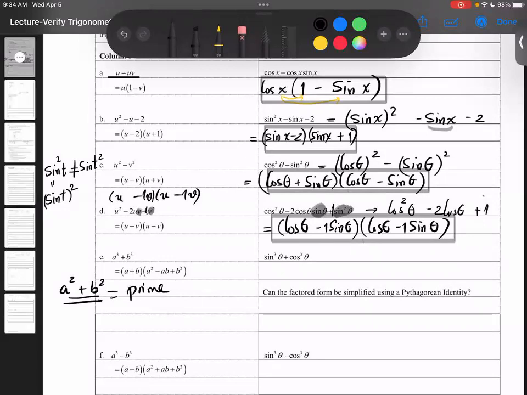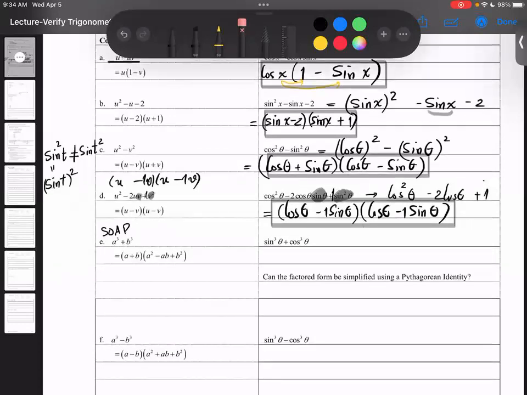Same thing for trig, right? Now, if I have a cubed plus b cubed, now it's a different story. A cubed plus b cubed is not prime. It's factorable. And in this case, it is a plus b times a squared minus ab plus b squared. So how do you remember the signs? What is the acronym? SOAP, right? Same, opposite, always positive. So that's the algebra review.